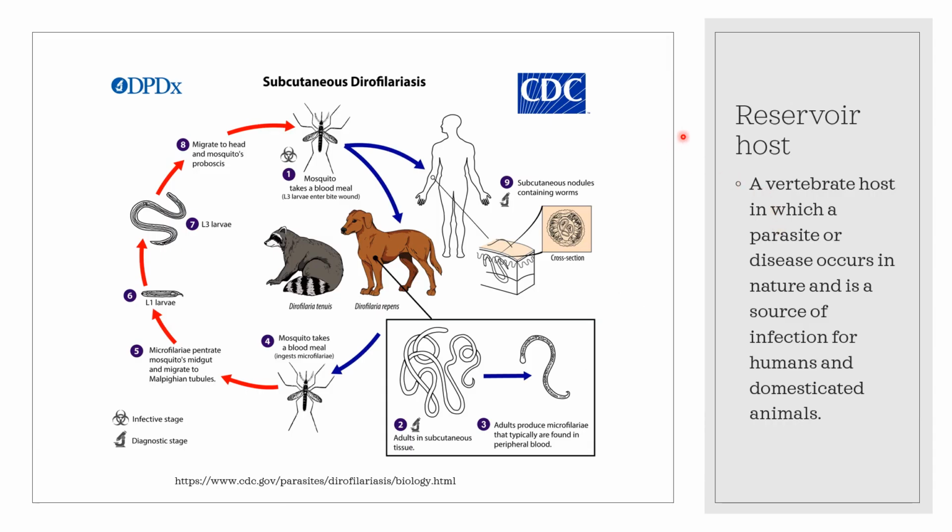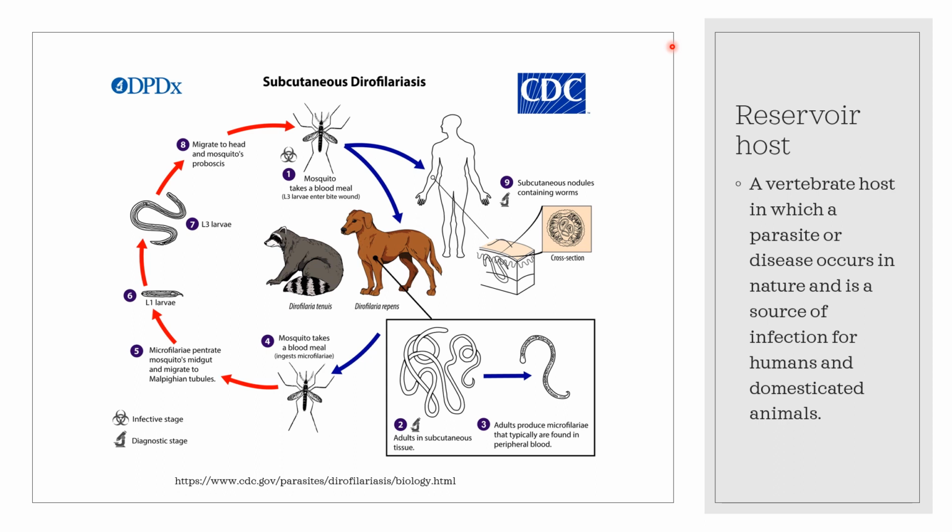Another is the reservoir host. A reservoir host is a vertebrate host in which a parasite or disease occurs in nature and is a source of infection for humans and domesticated animals. So an example of the reservoir host are the wild wolves and coyotes. So these animals can serve as reservoir hosts for the filariasis, which is a type of heartworm infection.